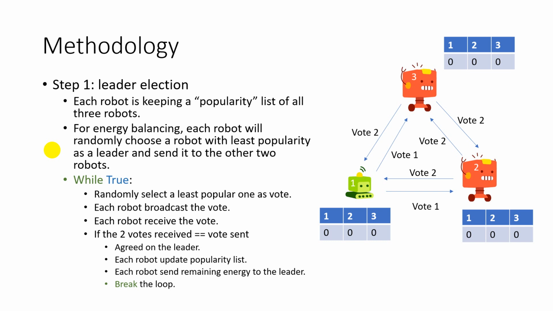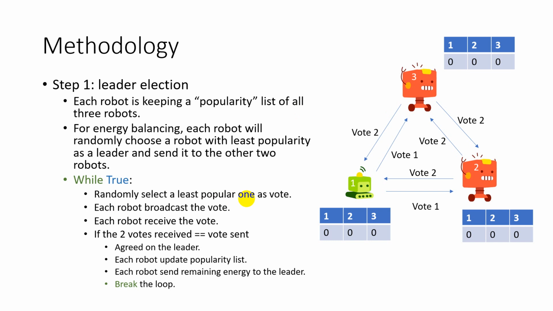Here is the first step of the algorithm, the leader election. Each robot keeps a popularity list of all 3 robots. This list is used for balancing the energy, because computing those allocations consumes energy. So we want the three robots to have a relatively equal chance to do those computations. Here is the algorithm.